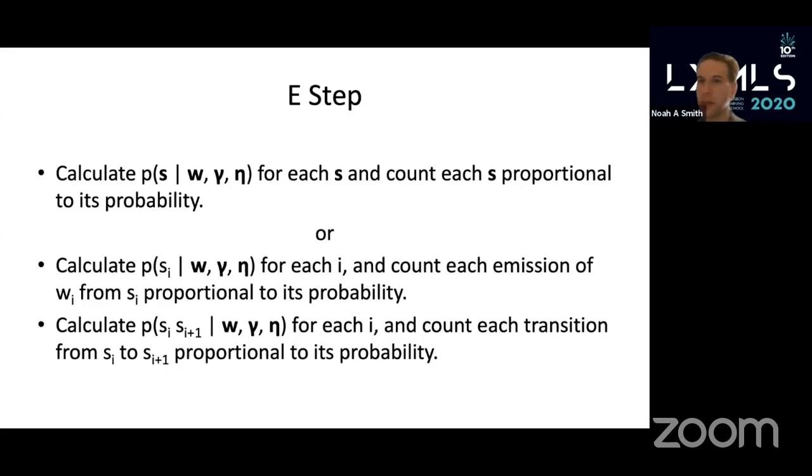We calculate the posterior probability of every consecutive state pair at every position i, and count each transition from S_i to S_i+1 proportional to its probability. This is much more manageable because there's only a finite, polynomial set of things that we have to enumerate, states and state pairs at each position, rather than full sequences, which, as we remember, explode exponentially in the length of the sequence.